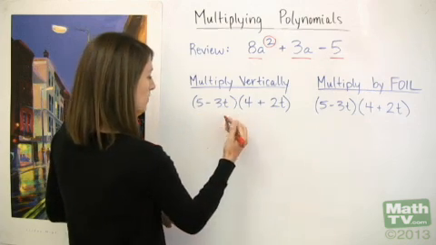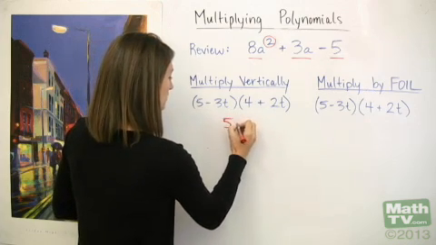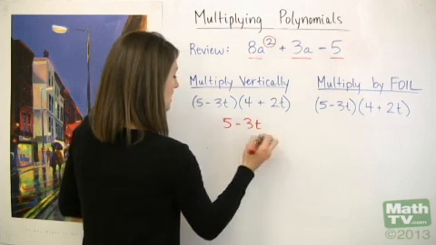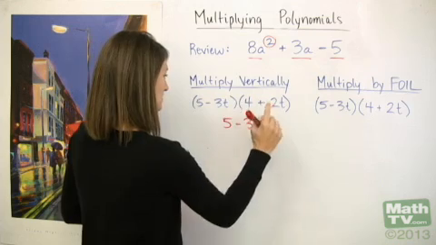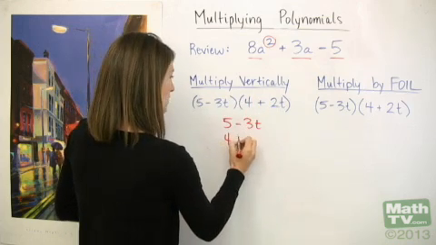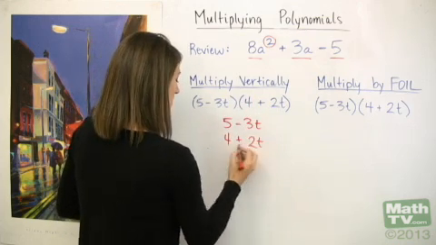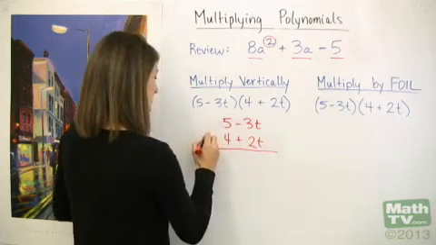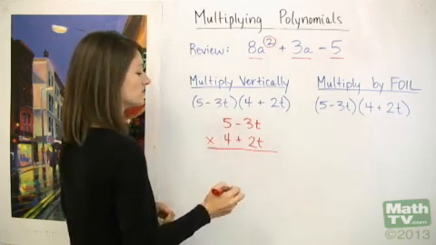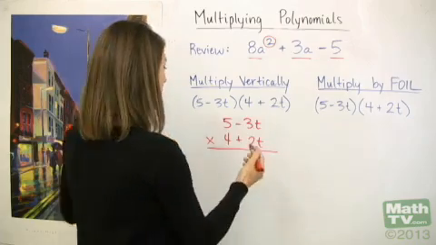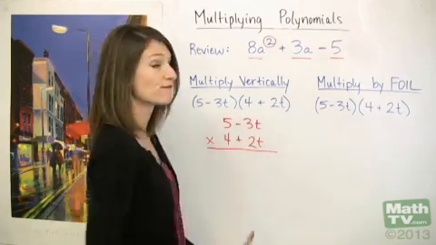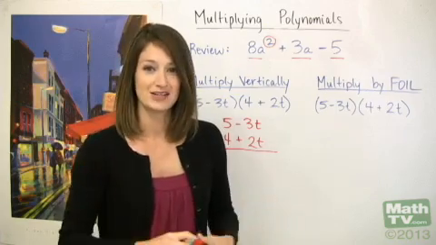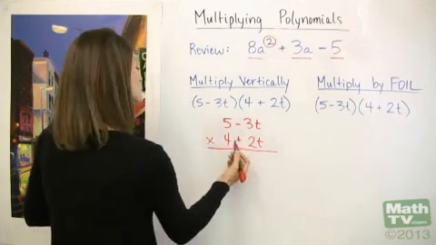Let's take this first binomial, and we'll write it here, 5 minus 3t. And then below it, to multiply vertically, we're going to write our second binomial, which is 4 plus 2t. And we're going to multiply these 2 polynomials in order to find our answer. And by doing that, we multiply each term in the first polynomial by each term in the second polynomial. So we'll do it this way.